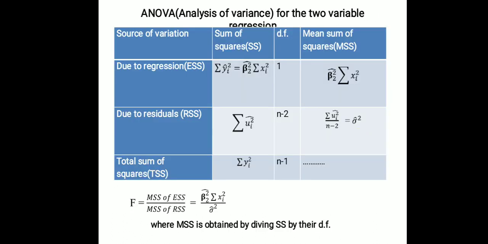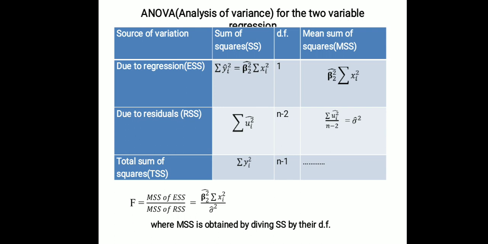Now, the analysis of variance table for the two variable regression. Two variable means one independent and one dependent variable. In such cases, the analysis of variance table will be like this. The first column is the source of variation, due to the regression, that is the explained sum of squares. Then the sum of squares, degrees of freedom, and mean sum of squares. The mean sum of squares is obtained by dividing the sum of squares by its corresponding degrees of freedom.